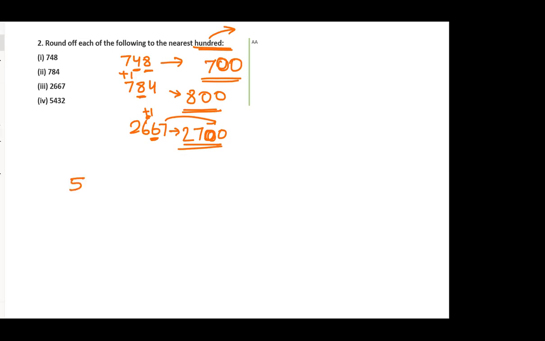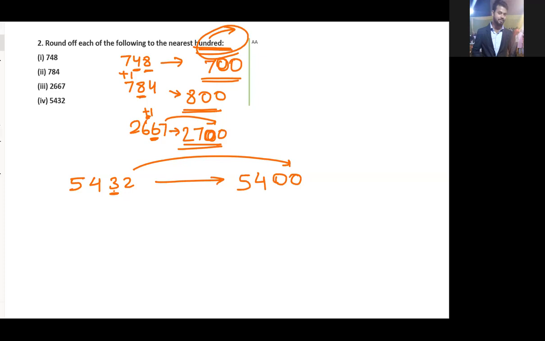Now the next number is 5432. So first of all, you have to underline the number which is at the tens place because you have to round off the number to the nearest 100. So make this 2 0, then this 3 also 0, and 3 is less than 5. So we will not add 1 in 4. So 4 as it is and 5 as it is. 5400. This is your answer.